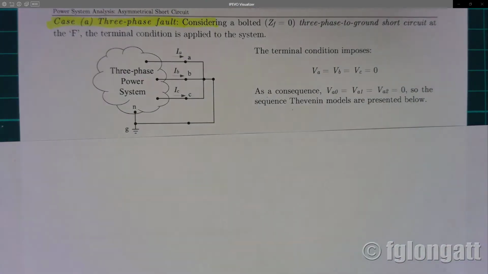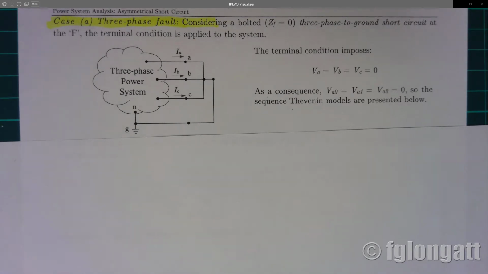Probably you are wondering, okay, this is a class about asymmetrical faults. Why do we need to attempt the three-phase short circuit calculation? Okay, all of you are right. Three-phase short circuit is basically a symmetrical fault. You can use the Thevenin method, and it's extremely simple to calculate the short circuit currents.